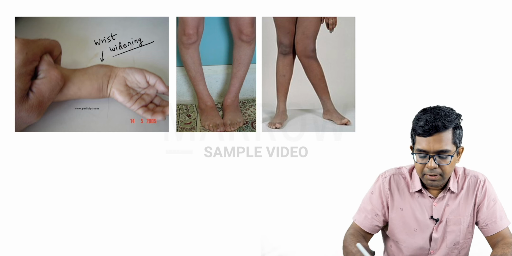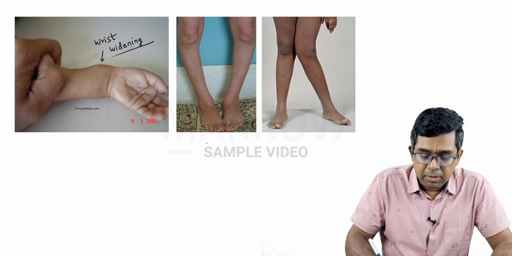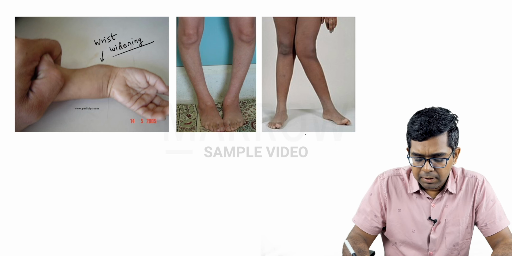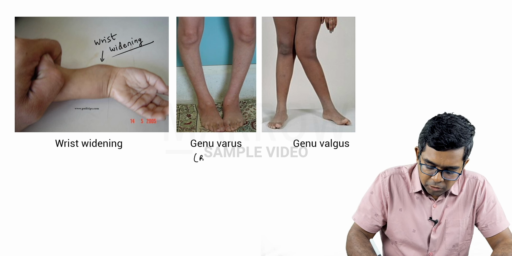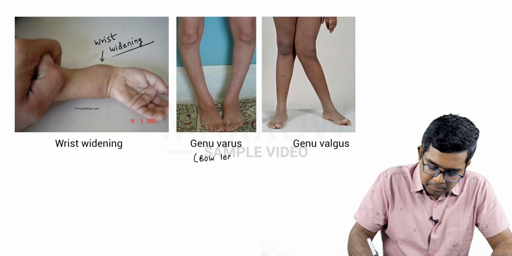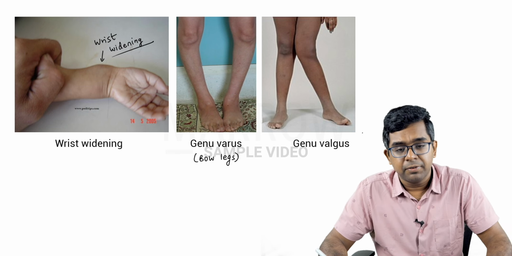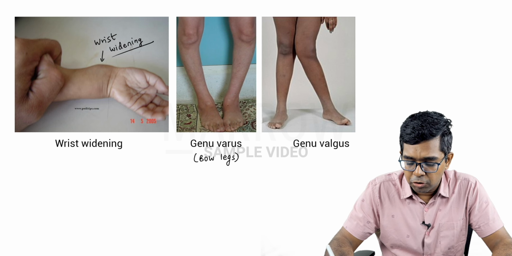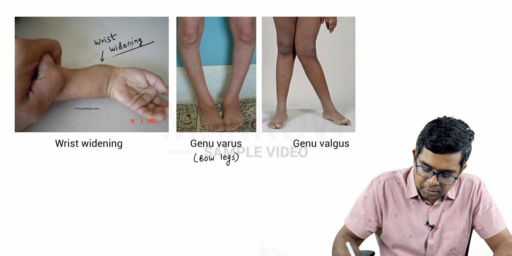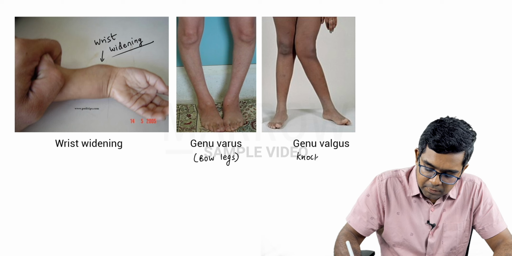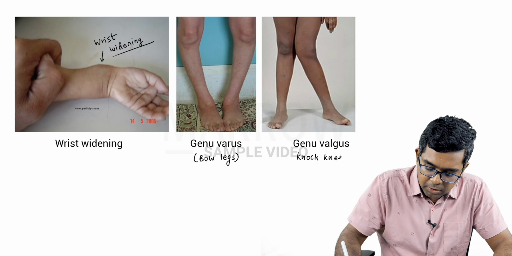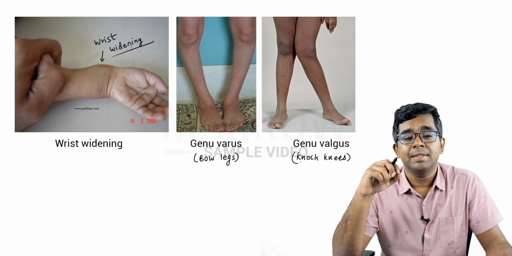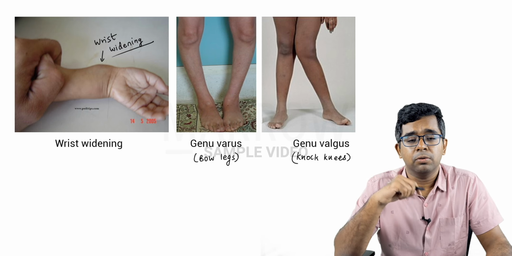The next set of findings goes like this. What is the second picture depicting? Yes, it is a bowing of the legs, which is also called as a genu varus. And the third finding, where you have a lateral deviation of the lower limbs, which is called as a genu valgus. It's also called as a knock knees. These are some characteristic deformities in rickets, which you should make a note of.